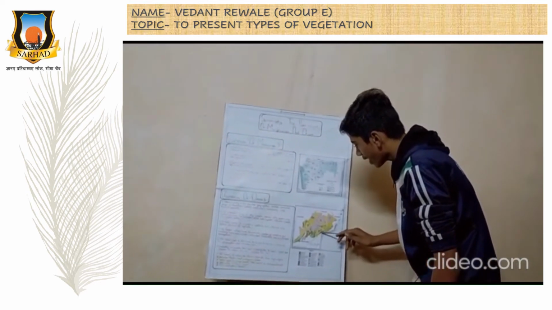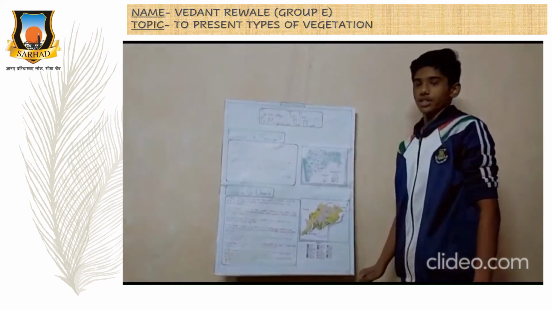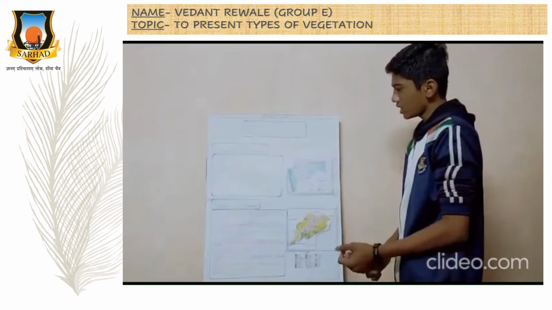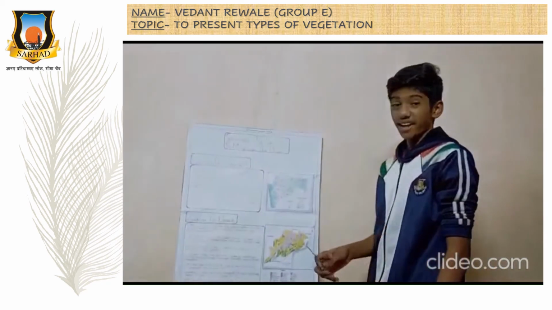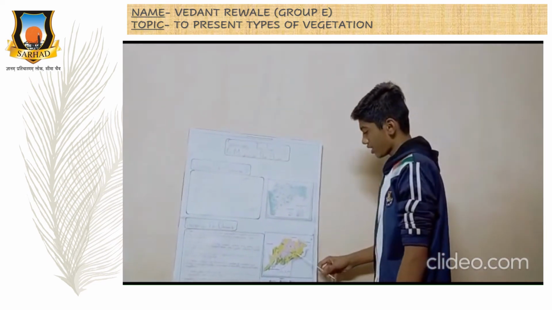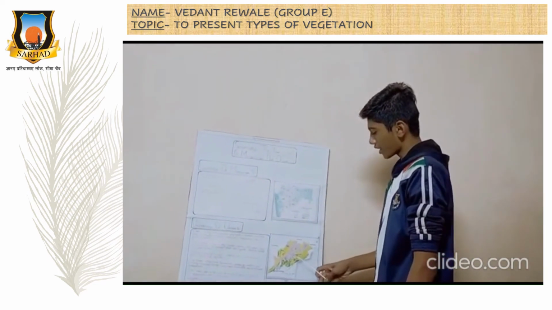This blue part is water bodies. So as we see, Odisha has most of its part under agriculture and forest. Odisha has mostly agriculture.